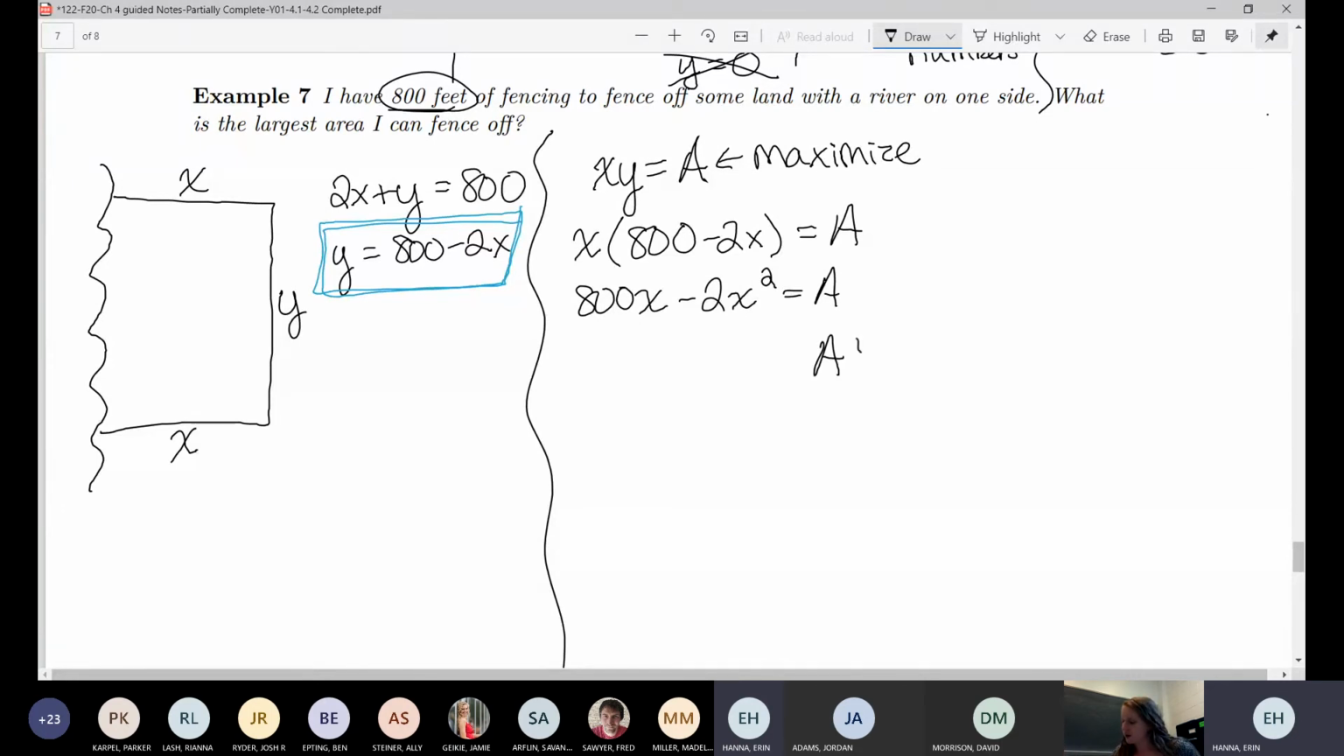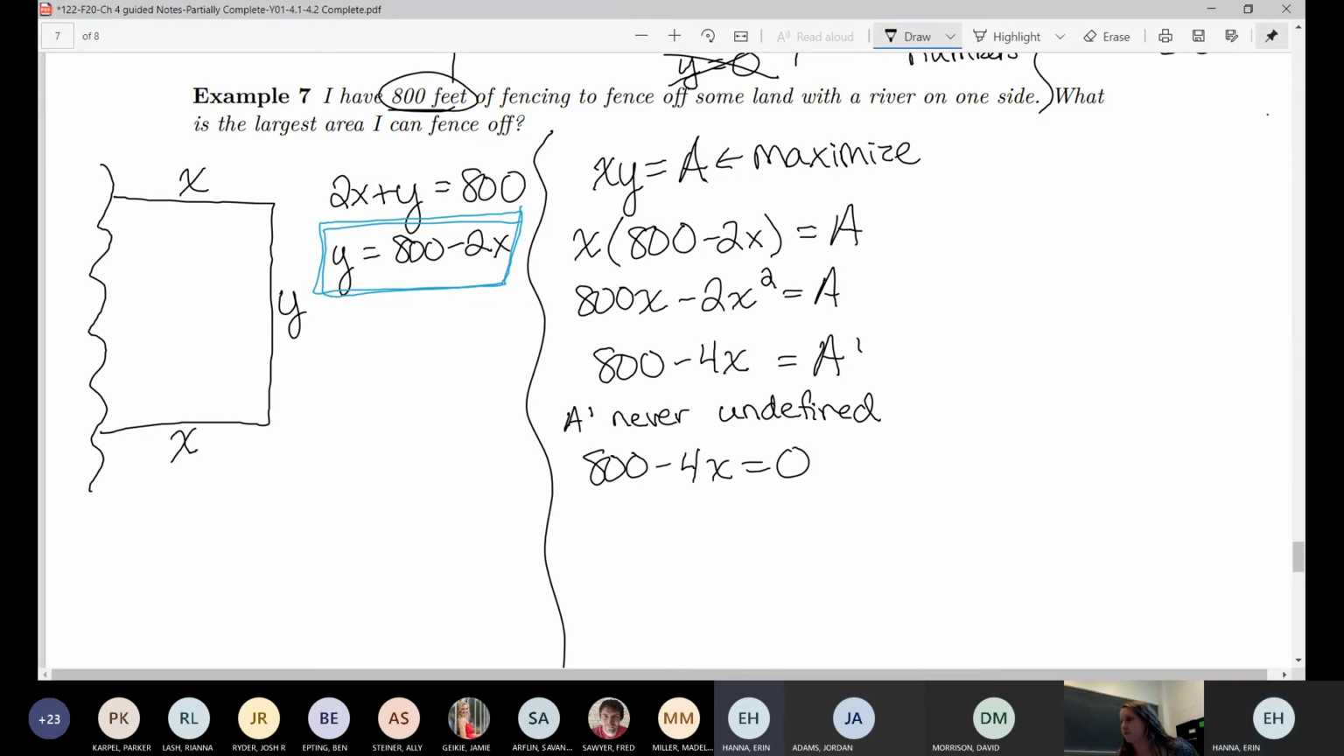So I want to take the derivative of this. We have 800 minus 4x. I want to find the critical points. First of all, this is never undefined. Just make that note: there are no denominators here. But then we want to set it equal to 0. Add 4x to both sides, divide both sides by 4, and you get 200.